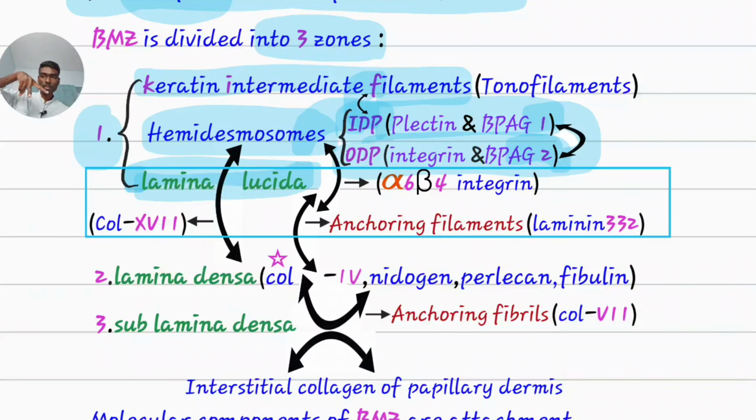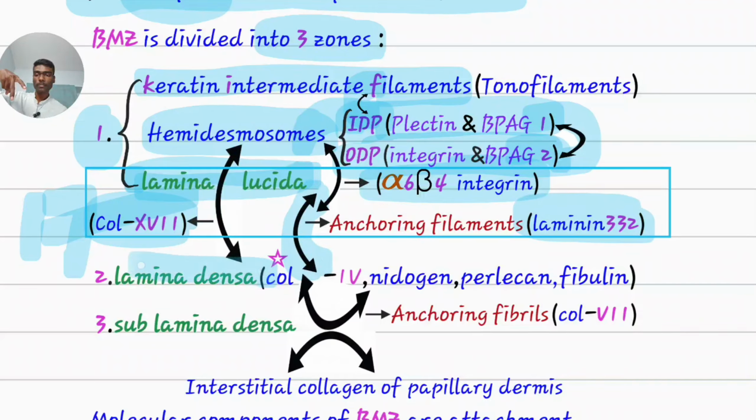What are those transmembrane structures? BPAG2 and alpha 6 beta 4 integrin. BPAG2 is nothing but collagen 17. Another structure coming from below, you can see here, is the anchoring filament, known as laminin 332, from lamina densa. So a total of 3 double-edged arrow marks are entering into this blue box, nothing but lamina lucida. All these 3 structures are coming from somewhere else and entering here, contributing to lamina lucida.